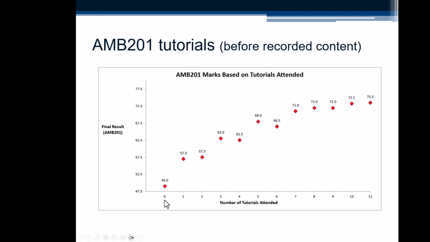So on average, students who attended no tutorials, and this is before recorded content and pre-recorded lecture content was provided, the average was 49%. So actually in the fail range. Some students would have got higher than 49%, some students would have got lower than 49%, but the average was basically 49, or a fail grade. As more tutorials were attended, what we saw is that the overall grade or the score that people achieved tended to increase up until around 73.5% for students who attended all 11 tutorials. So in that semester there would have been 11 tutorials.